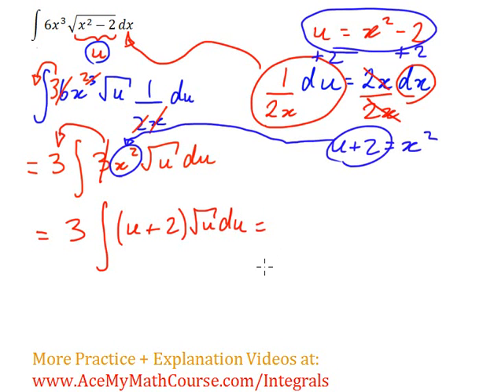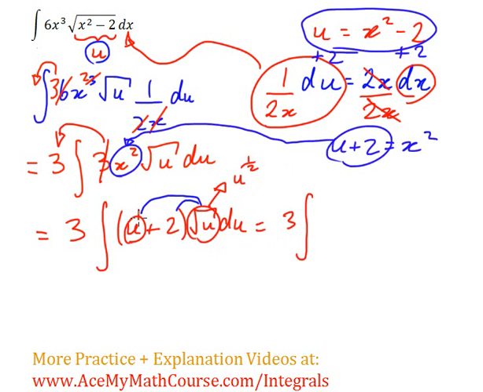Now what do we do? We have 3 times the integral, and we have u plus 2 times the square root of u. What we need to do is actually distribute the square root of u. Wow, how are we going to do that? Well, square root of u is just u to the power of half, right? We must, of course, remember our exponent rules. The u is just u to the power of 1.